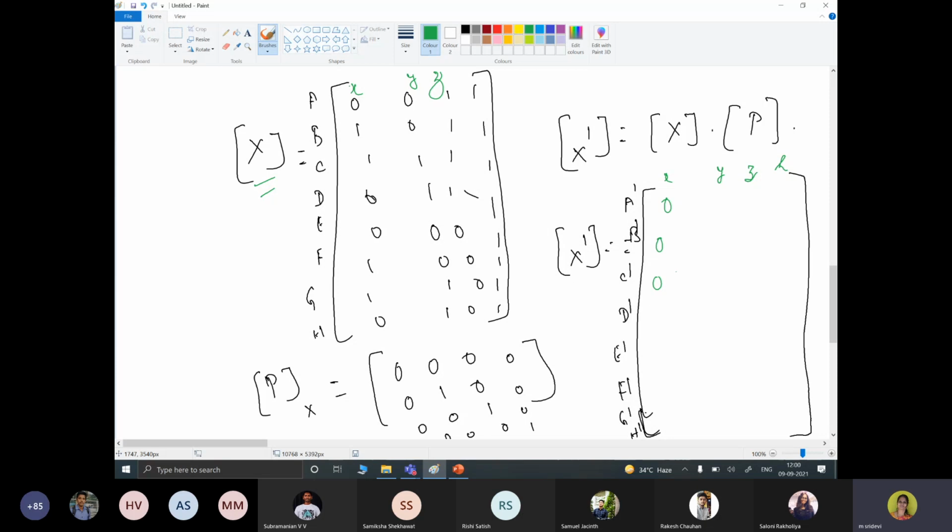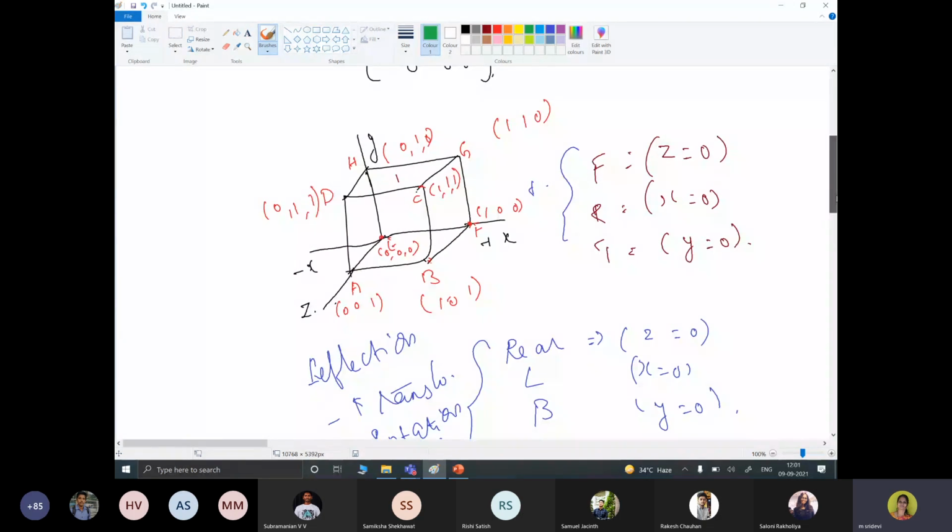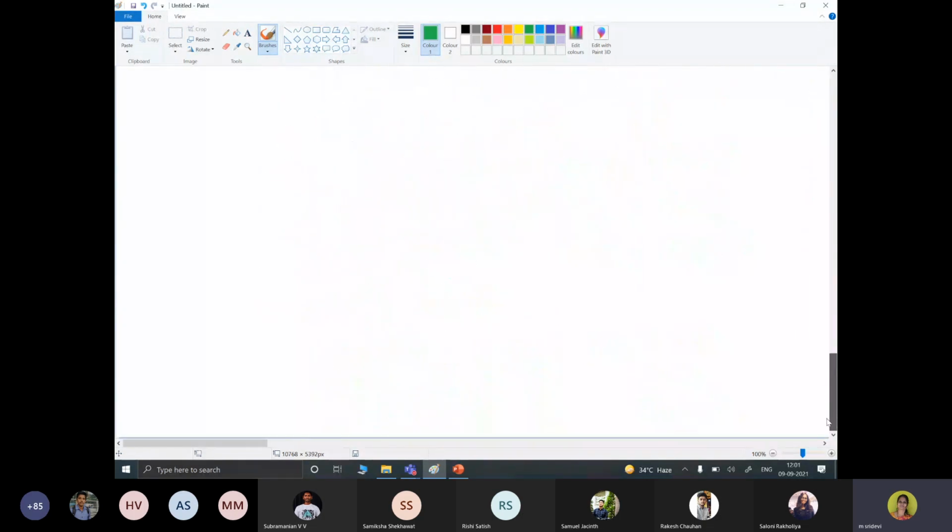Similarly, you can do it for the y equal to 0 plane, and similarly for the z equal to 0 plane. When you do this, you can see whatever we had in the earlier case, either the front, right side, or the top view of an object. So the orthographic projection is mainly for getting the different views of a 3D object.